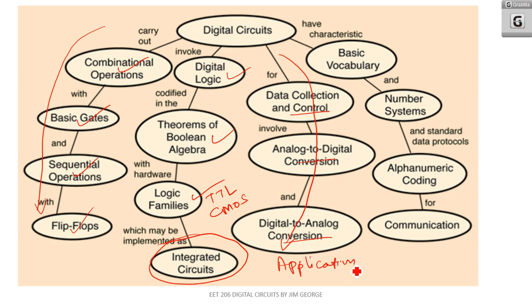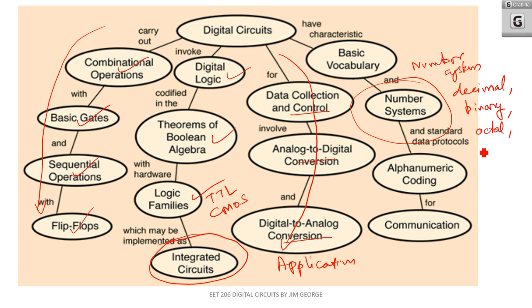Then what are the specialties of digital circuits? It has the characteristics of basic vocabulary and number systems. We have different kinds of number systems: the decimal number system, binary number system, octal number system, and hexadecimal number system. We will be dealing with all these four kinds of number systems.